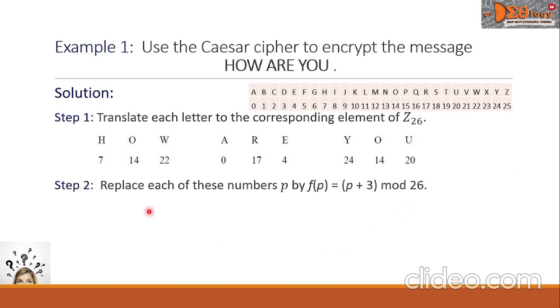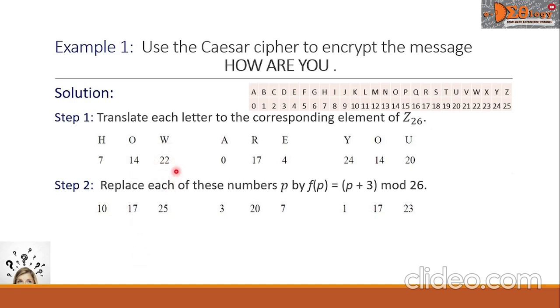Now for step 2, we replace each of these numbers p by f of p is equal to p plus 3, then mod 26. Meaning for this number 7, we're going to have 7 plus 3. It becomes 10. And that 10 mod 26 is simply 10. So it will be like this. The 7 becomes 10. The 14 is now 14 plus 3, which becomes 17. 17 mod 26 is 17.